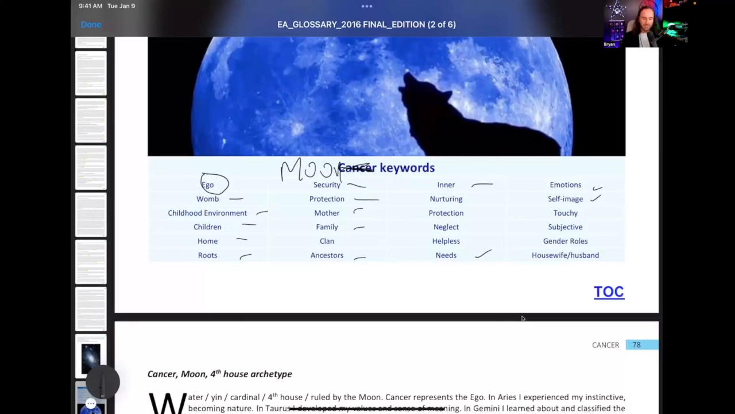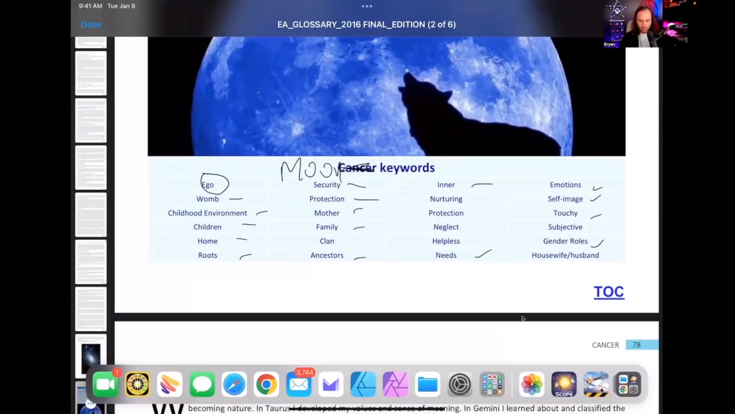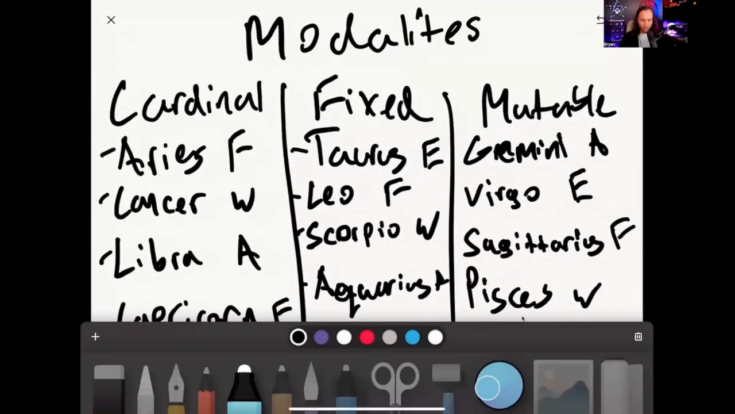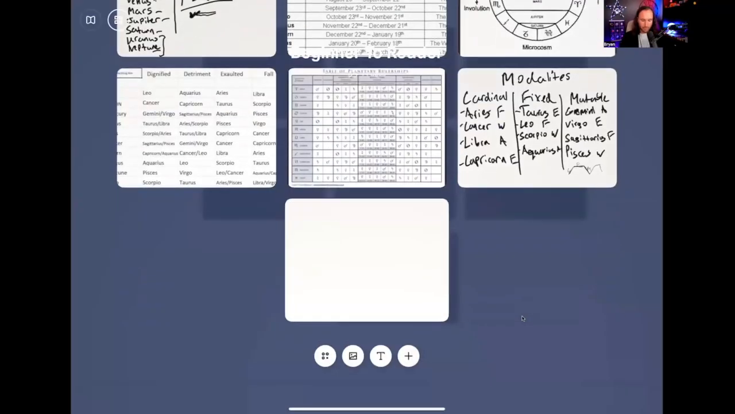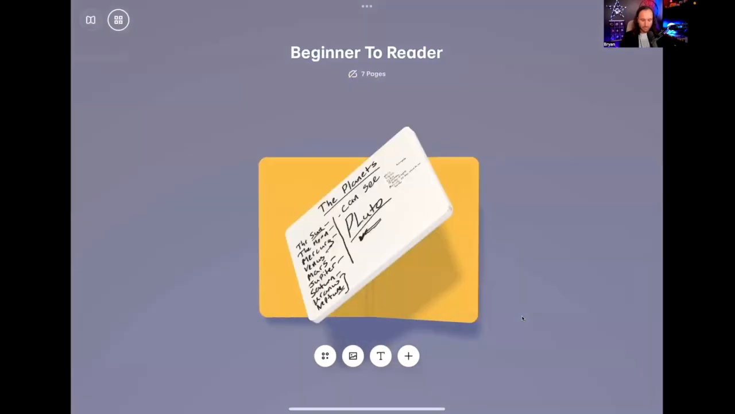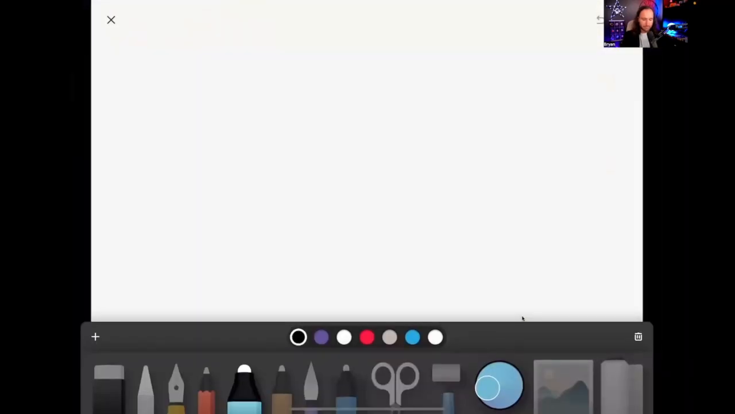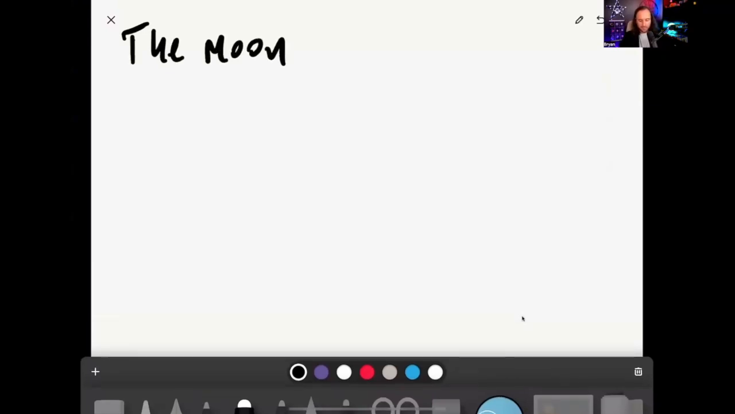The moon does not retrograde, as most of you know. Could you imagine if the moon retrograded? We all trip out on a Mercury retrograde three times a year.